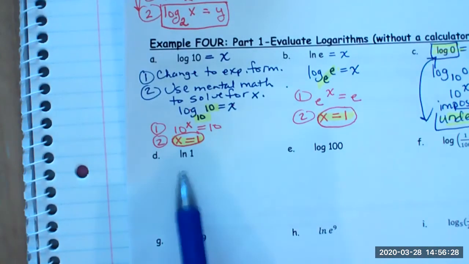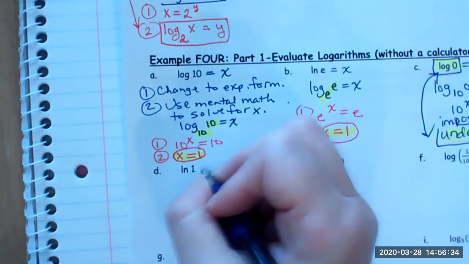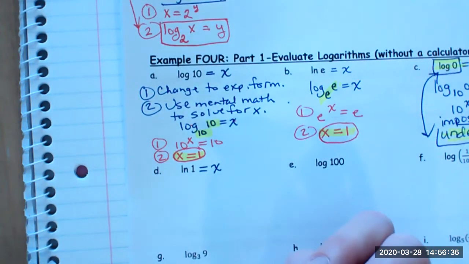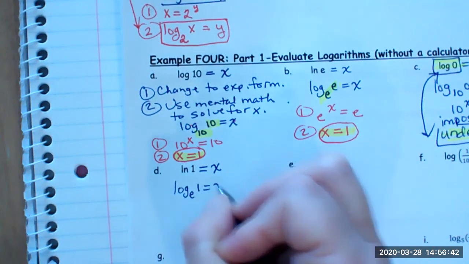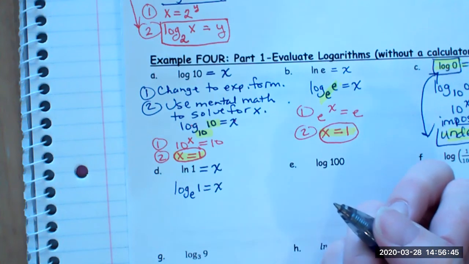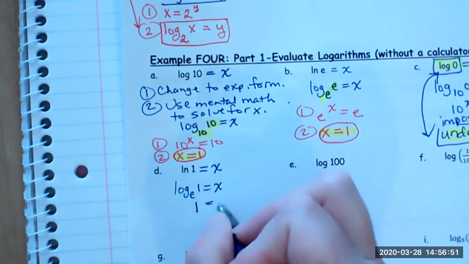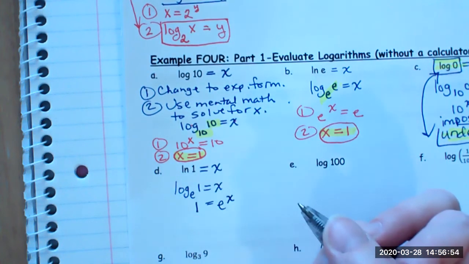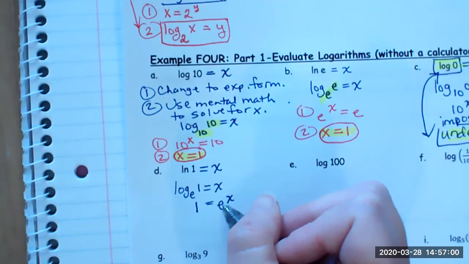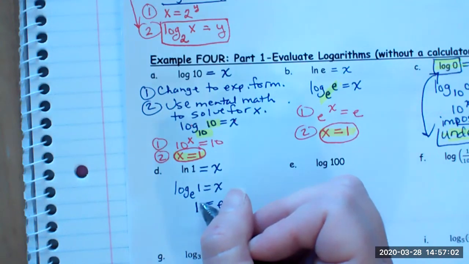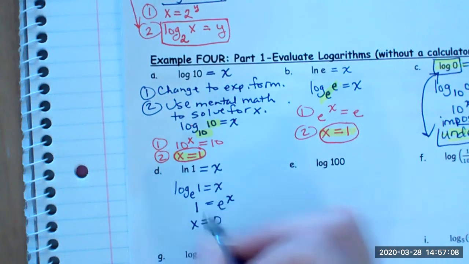We'll look here at a value, log of 1. Log of 1 is equal to x. This is actually the natural log of 1, so I'm going to rewrite this as log base e of 1 equals x. If I rewrite that in exponential form, I will get 1 is equal to e to the x. And if I want to figure out what number I have to raise e to get 1, of course, that's going to be 0, right? e to the 0 equals 1.